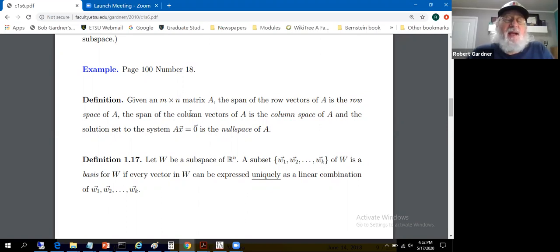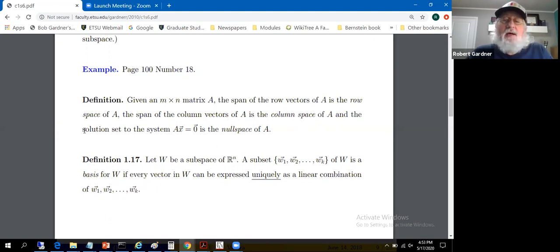So we're going to take a matrix and use its row vectors and its column vectors to make some spaces. Given an m by n matrix A, the span of the row vectors of A is called the row space of A, and the span of the column vectors of A is called the column space of A. Using the row vectors, using the column vectors, we can make two different vector spaces. We can consider yet another vector space.